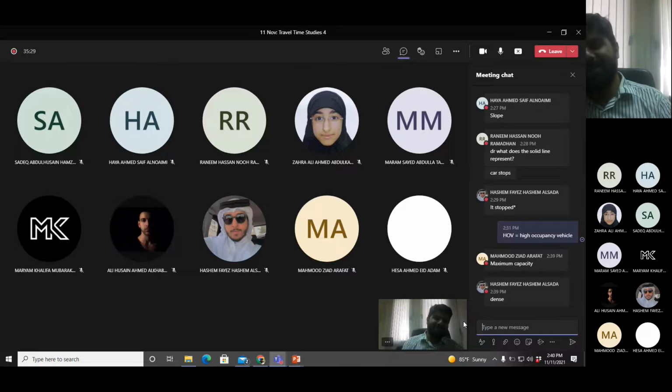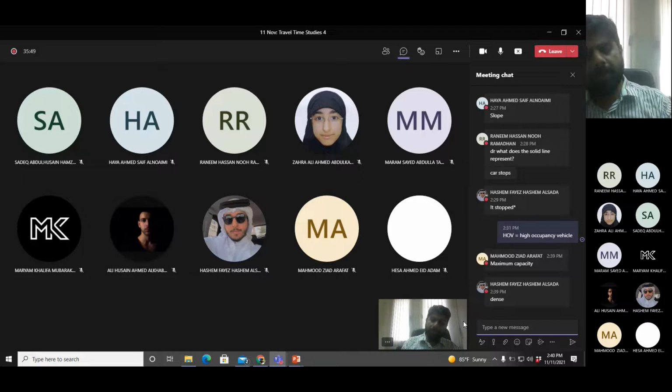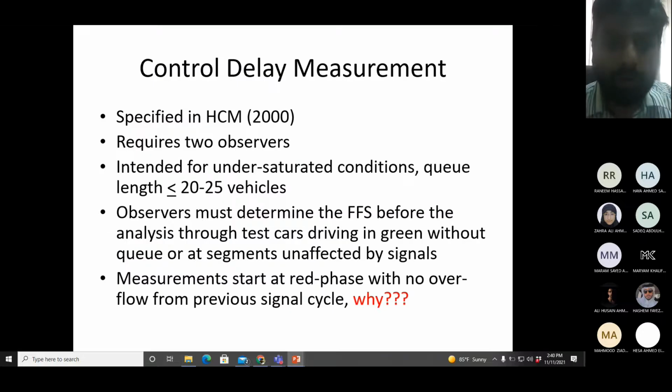If you are talking about saturation in terms of moisture absorption, maximum moisture absorption is saturation. If you are talking about it in terms of density, maximum density is saturation. So anything up to the capacity is saturation. The method which I will explain now is for undersaturated conditions. So the signalized intersection must be undersaturated. Saturation is capacity, overcapacity is oversaturation, undercapacity is undersaturation.